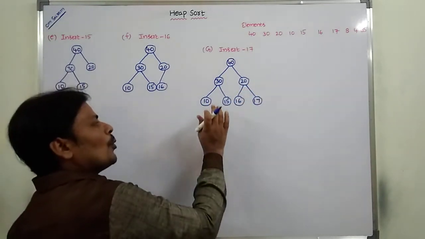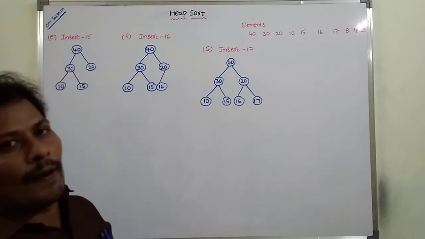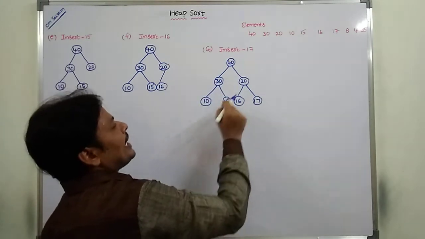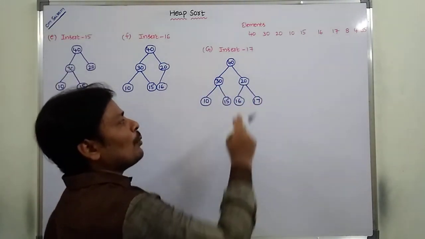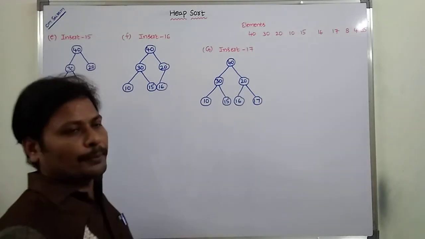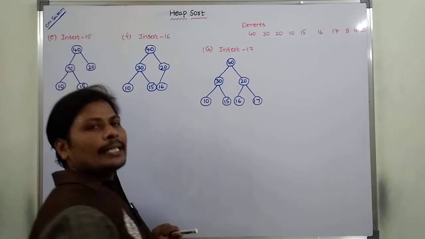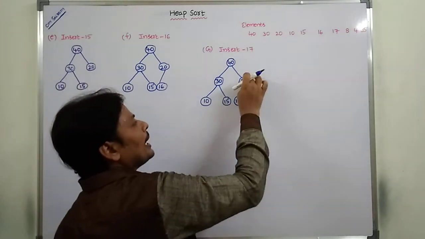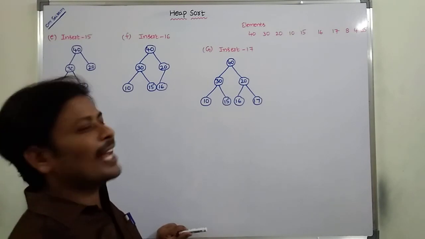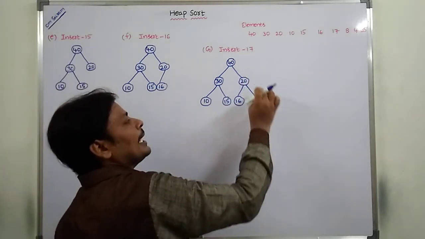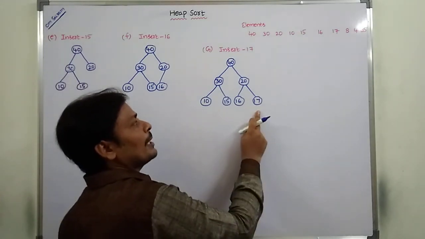Now, whether it satisfies the maximum heap property or not. There is no change in the left subtree, only a change in the right subtree. So now we have to check only the right subtree. 16 and 17 have the parent 20. Now 20 is greater than 16. Yes, it satisfies the maximum heap property. 20 is greater than 17. Yes, it satisfies the maximum heap property.